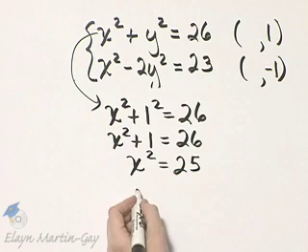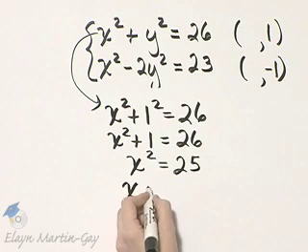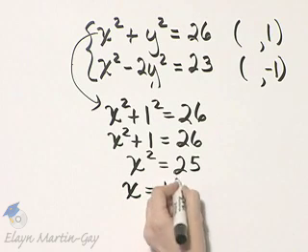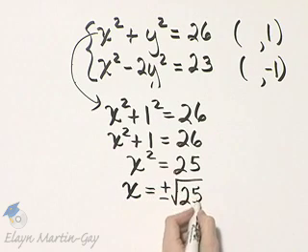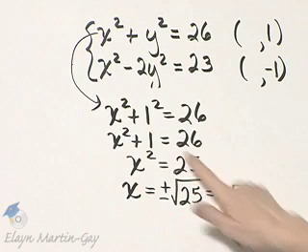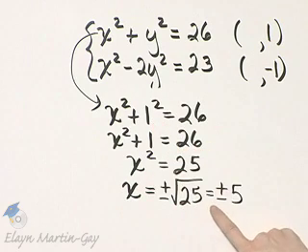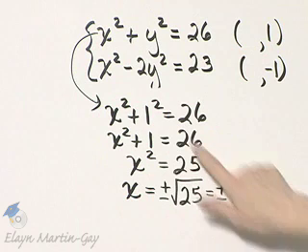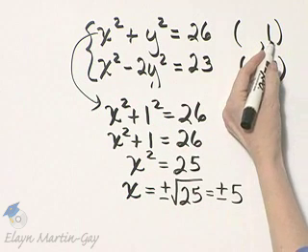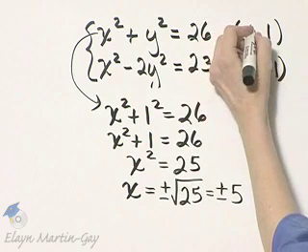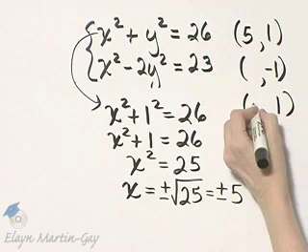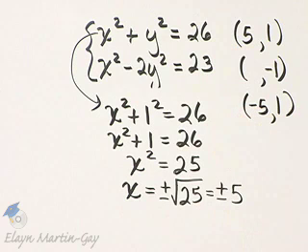Be very careful when solving. x, remember, by that square root property, is plus or minus the square root of 25, which is plus or minus 5. So when y is 1, we get +5, and when y is 1, we also get -5.